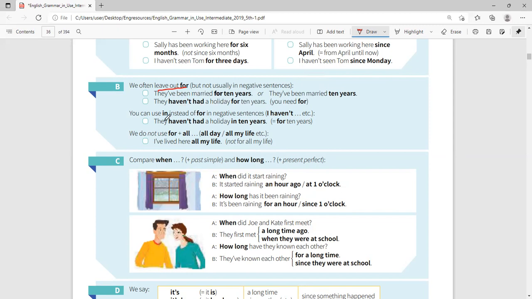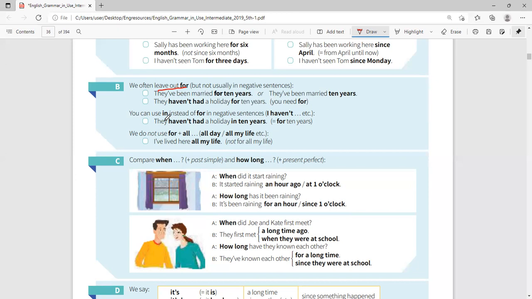Now, however, when you are talking about negative sentences, please remember that you need to have for. Although we are saying that you can leave out for, it's only in positive sentences. Otherwise, when you are dealing with negative sentences, you really have to have that for. Is that okay? But there's an exception. You can either use for or use another preposition. It will have the same meaning.